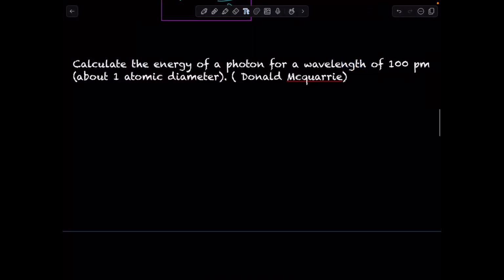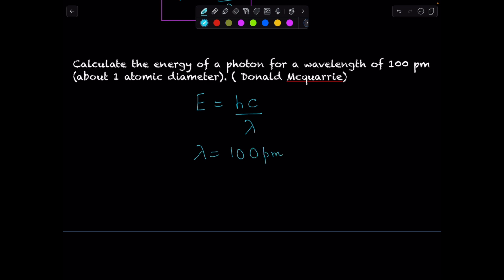Let's do this problem. Calculate the energy of a photon for a wavelength of 100 picometers, which is about 1 atomic diameter. So the energy of a photon is given by the formula E equals hc over lambda. The value of wavelength is given as 100 picometers. 1 picometer is 10 to the negative 12 meters.